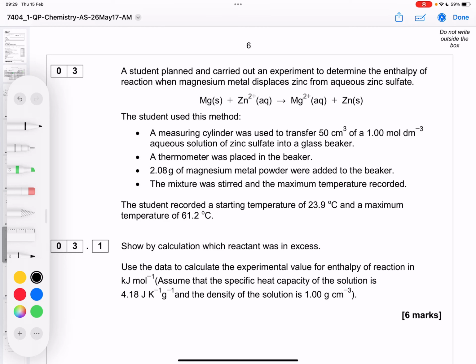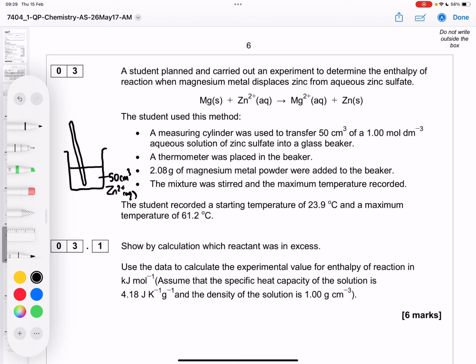A student planned to carry out an experiment to determine the enthalpy of reaction when magnesium metal displaces zinc from aqueous zinc sulfate. The student uses this method. A measuring cylinder was used to transfer 50 centimetres cubed of aqueous zinc sulfate into a glass beaker. So they've used a beaker like this and they've put 50 centimetres cubed of the Zn2+, the zinc sulfate, in there. A thermometer was placed in the beaker.